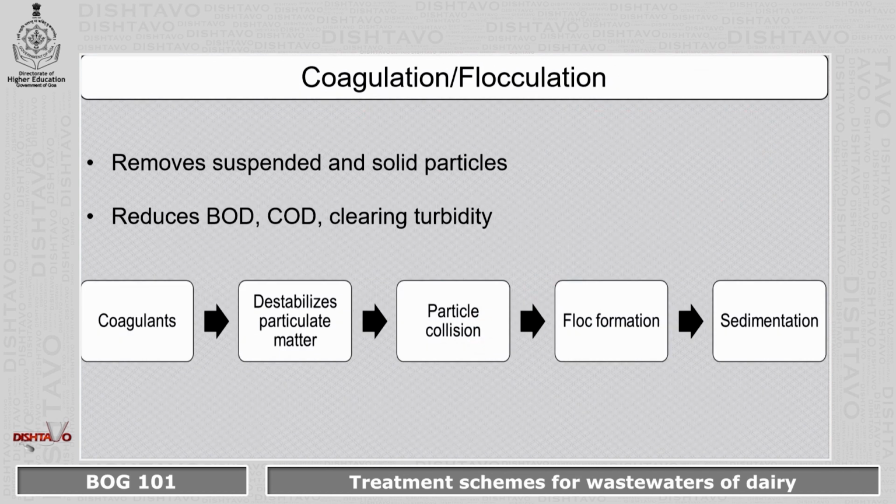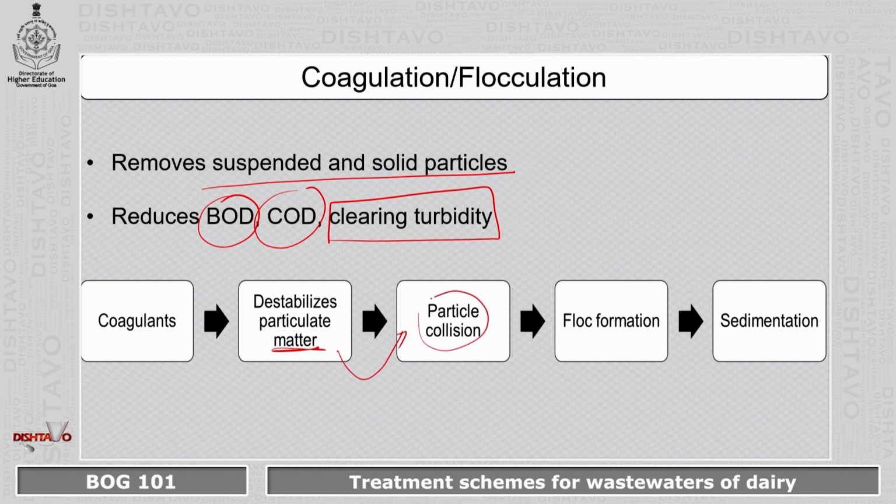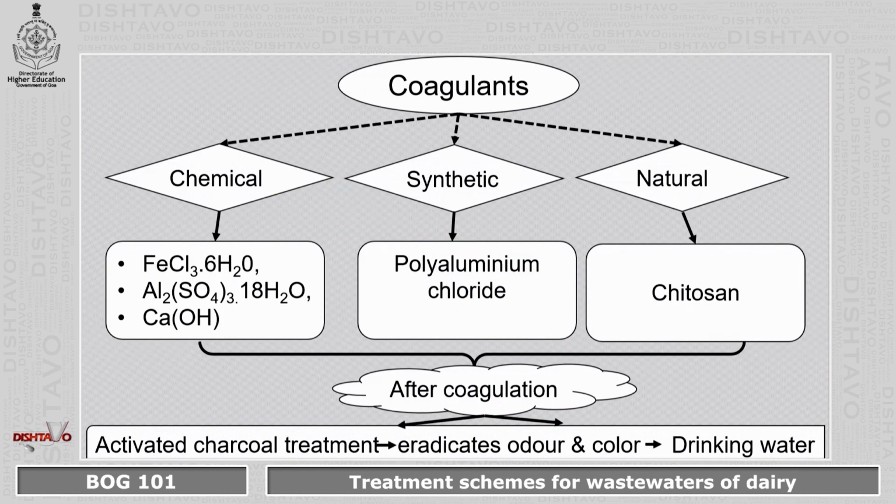Coagulation and flocculation basically remove the suspended and solid particles. It greatly reduces the BOD and COD and also clears the turbidity of the wastewater. So, how do the coagulants work? Coagulants destabilize the particulate matter suspended in the wastewater, which leads to frequent collision of the particles. This further leads to flock formation, initially small, then later larger flocks, and once the larger flocks are heavy enough, they settle by sedimentation.